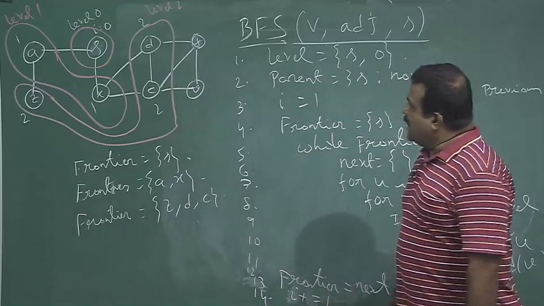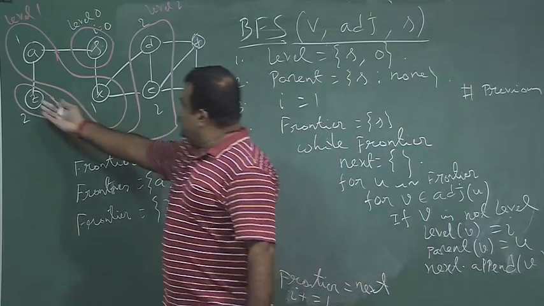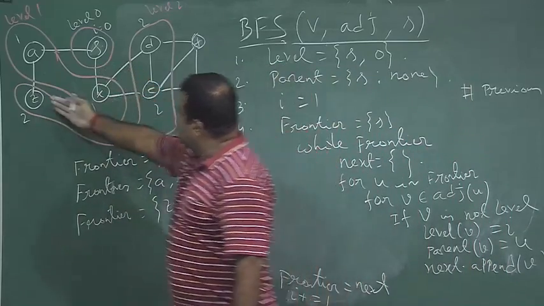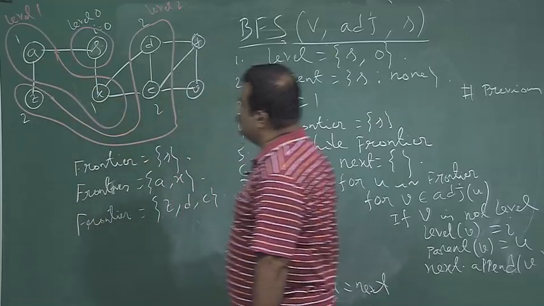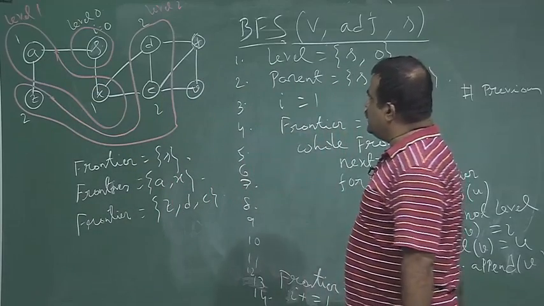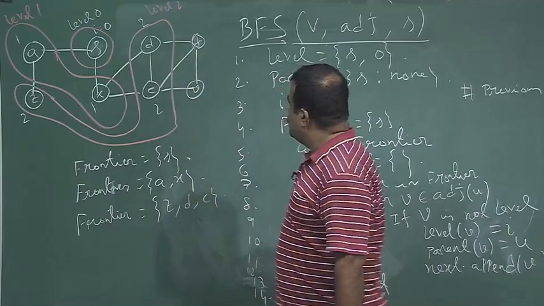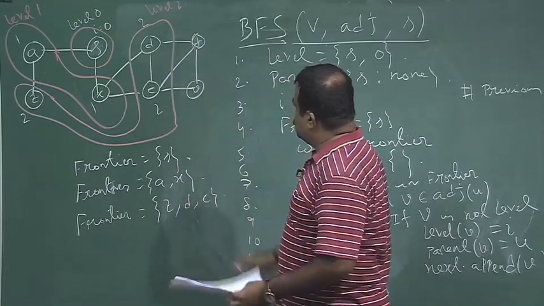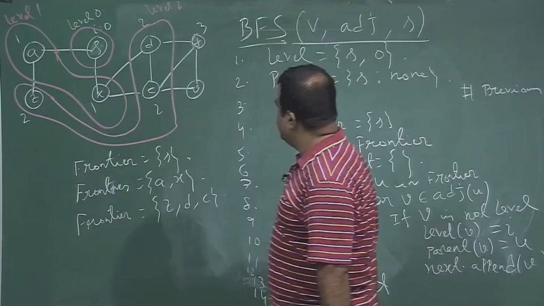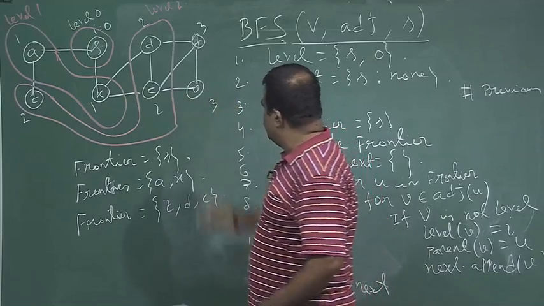Okay. Now we take all the elements. So we take Z. For Z this is the adjacency vertex which is already labeled. So we will not do that again. Now we take D. For D this is the node. So we label it 3 and then for C this is the node, we label it 3.